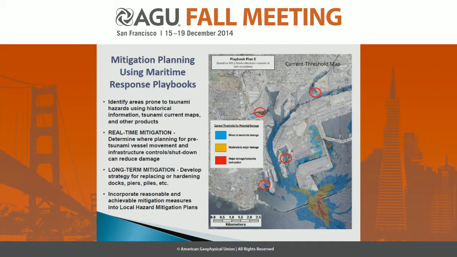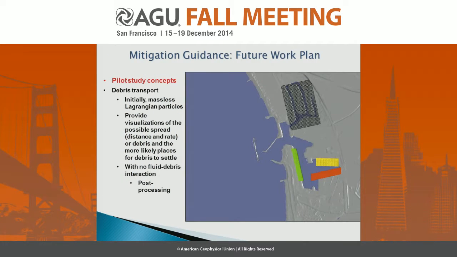You can start thinking about strategies to make the areas that are most vulnerable more resilient. Right, and so we're going to incorporate reasonable mitigation measures into these local hazard mitigation plans. So that's the idea, the feedback loop. All right, so some of the work that we've been doing more recently, a few pilot study concepts.